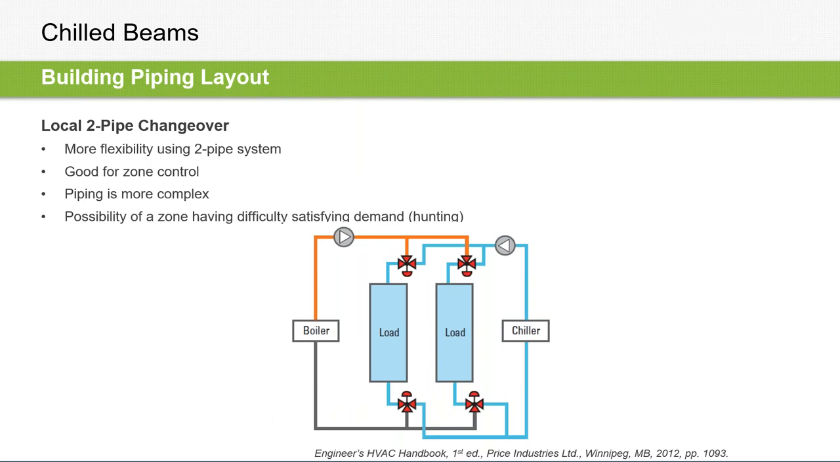To bring this down to a local resolution, you can have a local 2-pipe changeover. So not at the central level now, we're actually at the beam zone. Each one of these load rectangles here could be one beam, could be 10 beams, it could be a whole zone of beams. So that's a different resolution. In this case, you can switch over in each zone from heating to cooling. So one zone could be in cooling and the adjacent zone could be in heating. That gives you a little more flexibility, a little bit more complicated piping and controlling strategy.